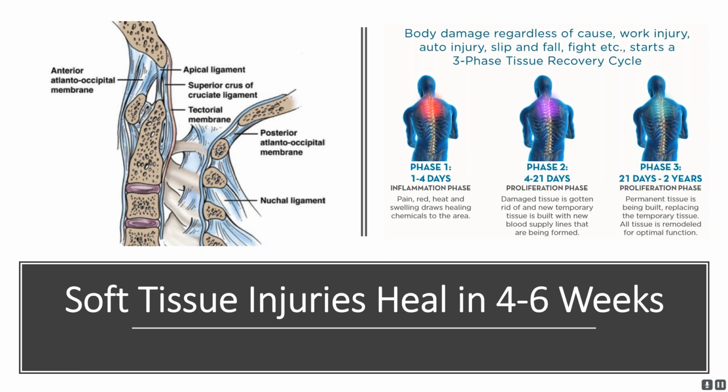And so that's when the cells are coming in and starting to get rid of the damage. Now in phase 2, 4 to 21 days, damaged tissue is gotten rid of and new temporary tissue is being built. That's the first 21 days. After that, you have permanent tissue being built, replacing the temporary tissue, and all tissue is remodeling. And that remodeling takes up to 2 years to do. So this is not a 4 to 6 week cycle. Now it is a 4 to 6 week cycle for doctors that document and have such poor documentation that the only thing you can think of when you look at the documentation is the person has a mild sprain.